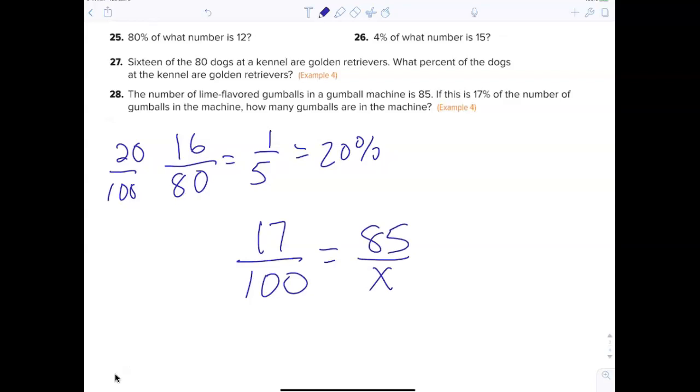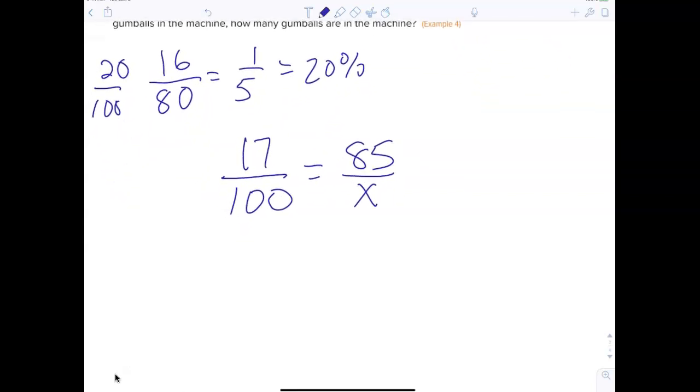Guys, does everybody see what we're saying on that? I just think that's the way it should be done. I don't like the is over of, but we'll talk about that more. All right, so go ahead. X equals 500. Do we have to cross multiply on that? My mental math geniuses, what's the quickest way to do that? Good job. 17 times 5 is 85, so 100 times 5, 500.